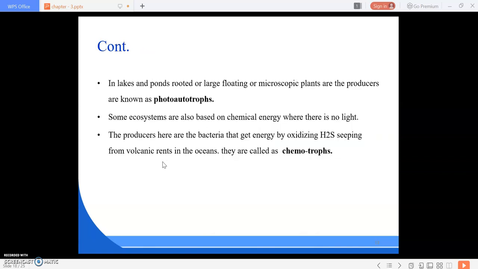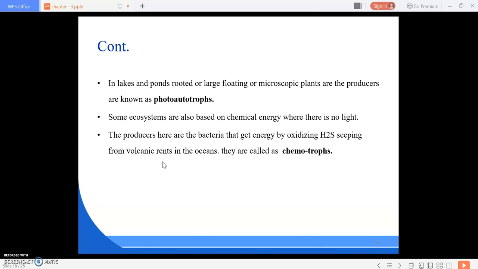Okay, next is our photoautotrophs. What do you mean by that? So who are called our photoautotrophs? In lakes and ponds, rooted or large floating or microscopic plants are the producers, known as photoautotrophs. These are the small, microscopic plants which are present in our lakes and ponds. These are known as our photoautotrophs.